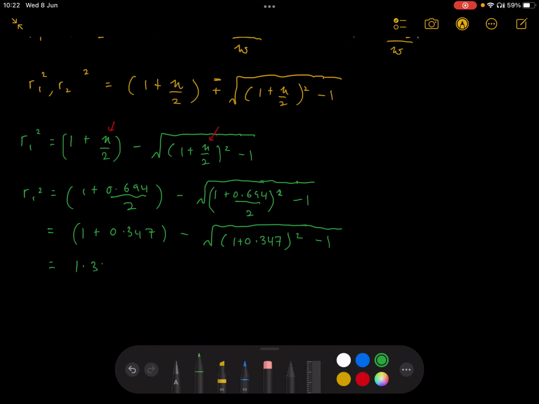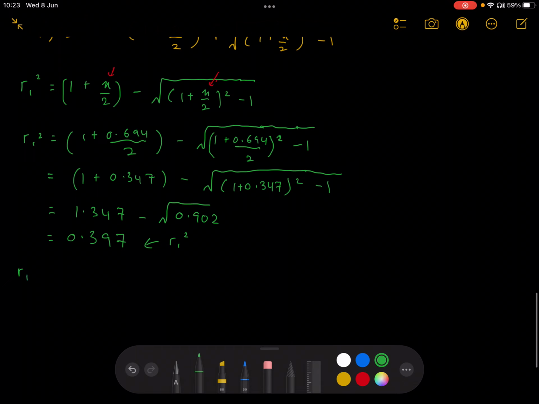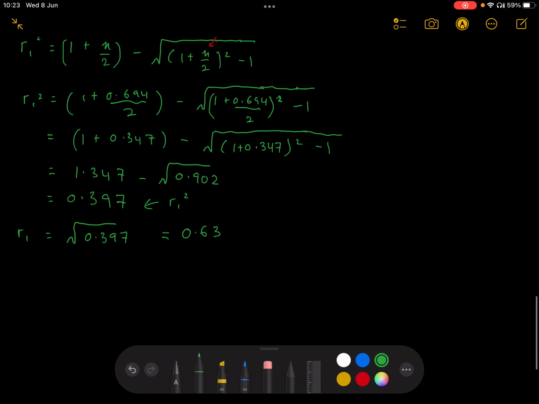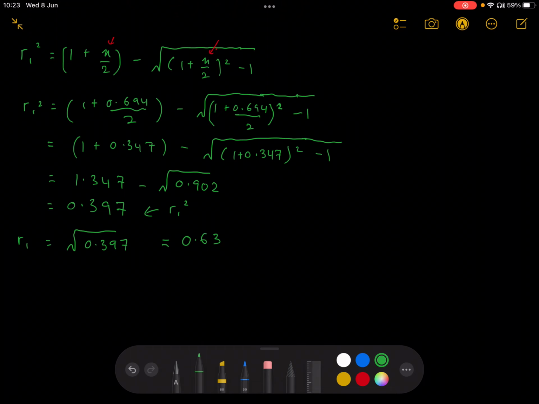So 1.347 minus square root of 0.902. We got 0.397. Please note that this is R1 to the power of 2. So to determine R1, it is actually the square root of 0.397, and we got R1 equal to 0.63. Alright, so that is for R1.